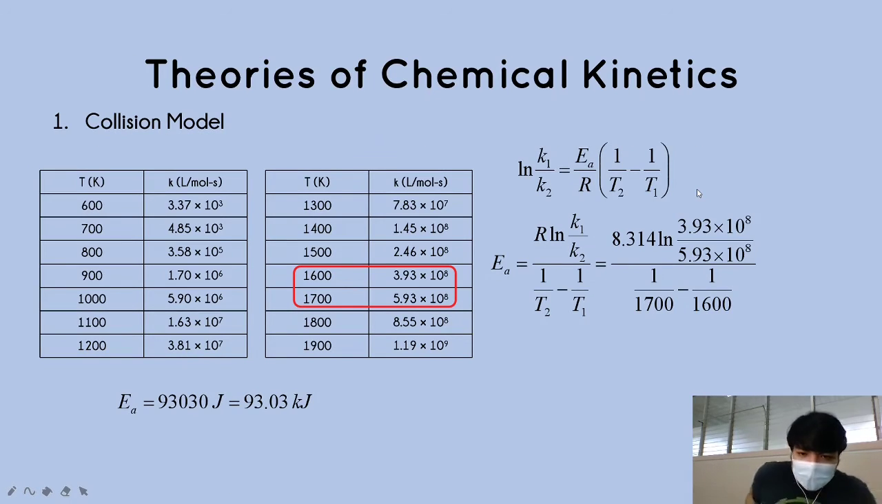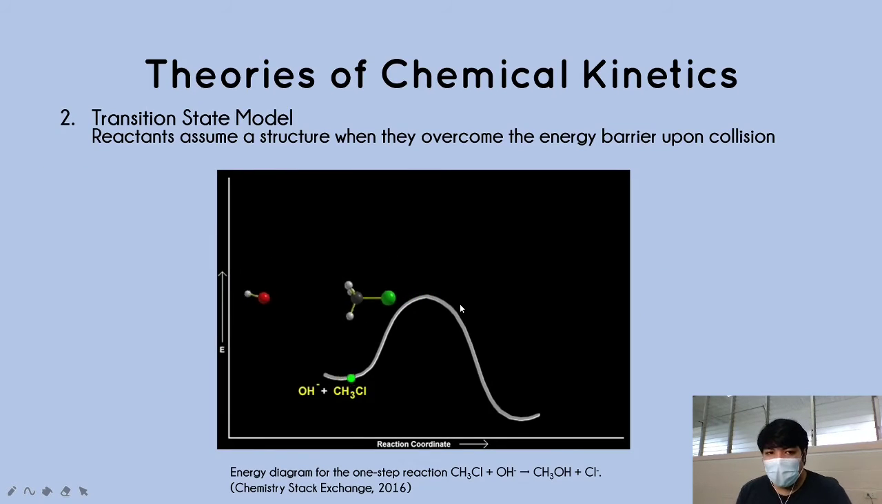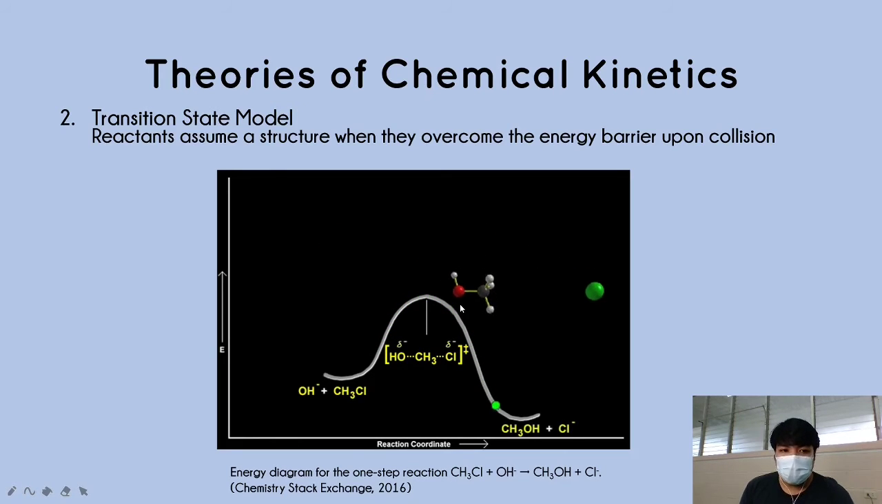Okay? So, then from the activation energy, you just use the regular Arrhenius equation to get the frequency factor. Anyhow, now let's go to another model of chemical kinetics, which is the transition state model.